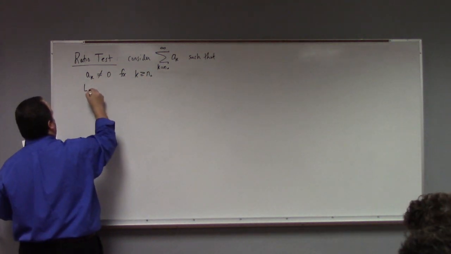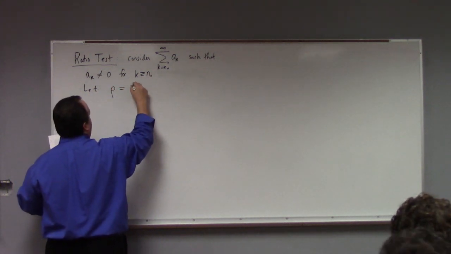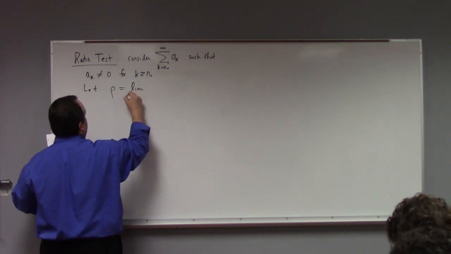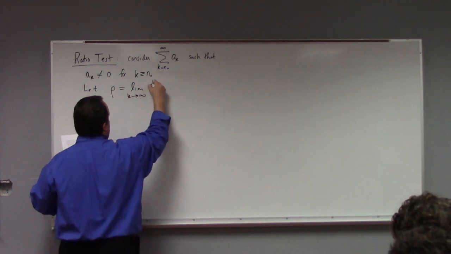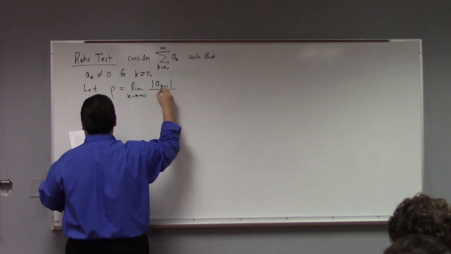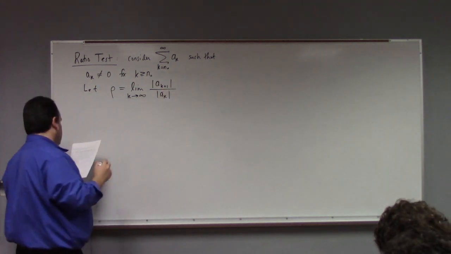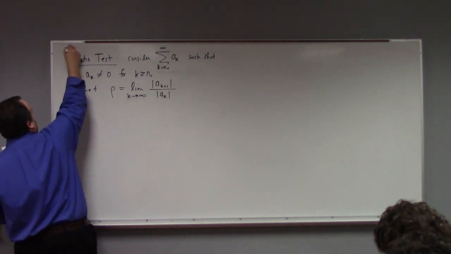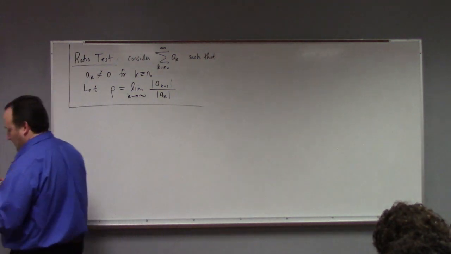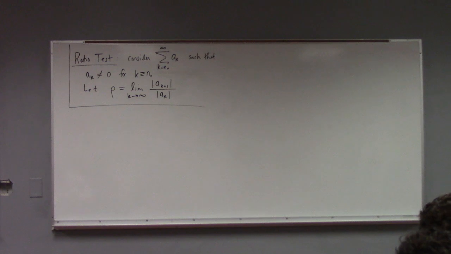Let rho equal the limit as k goes to infinity of the absolute value of a sub k plus 1 over the absolute value of a sub k. All right. I'm not going to state the conclusions of the ratio test just now. I want to try to derive them for you at the moment, so let's work through that.